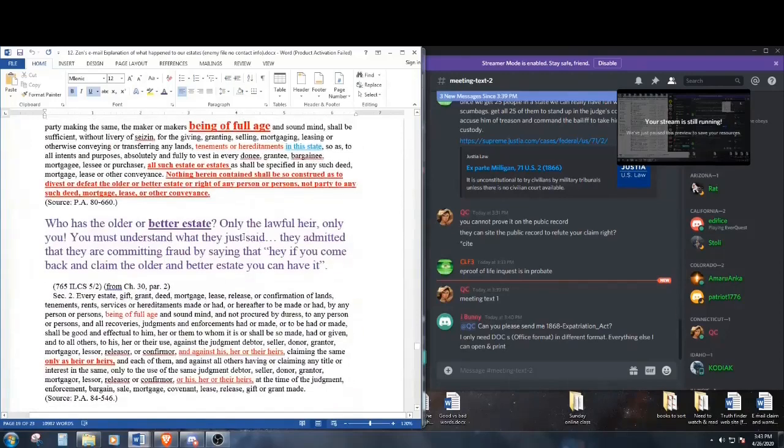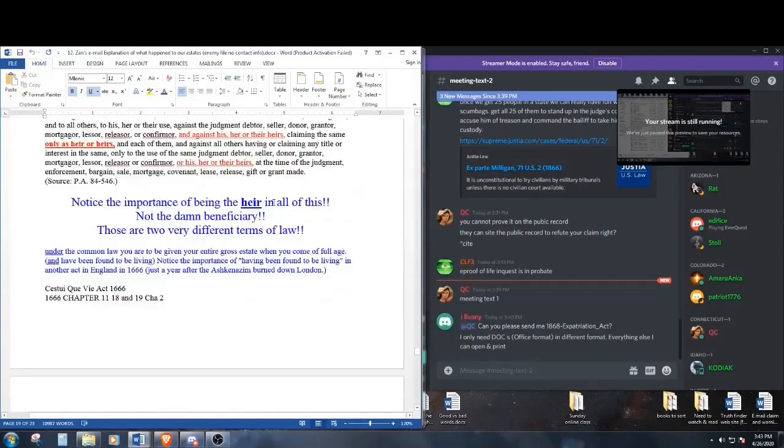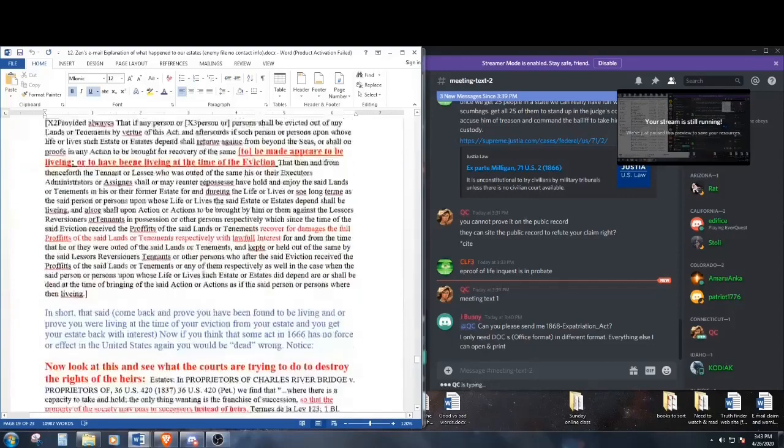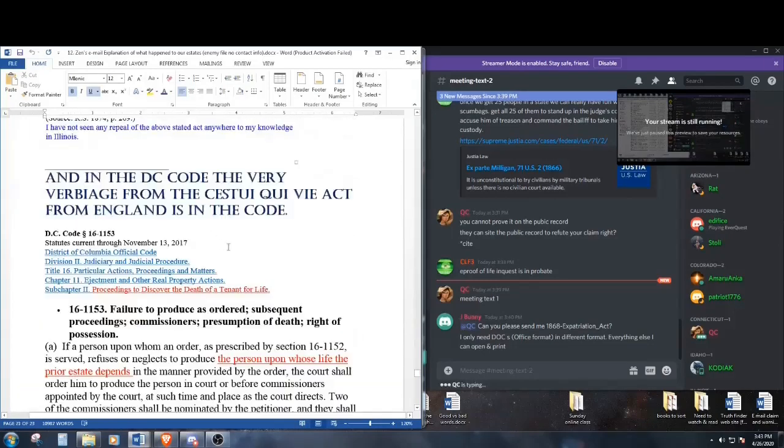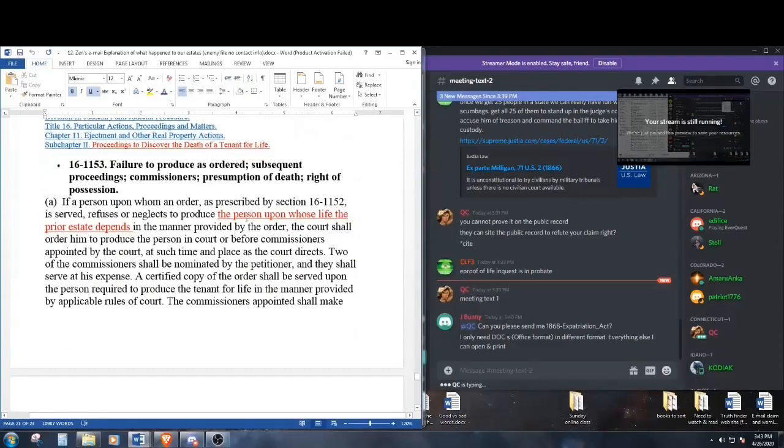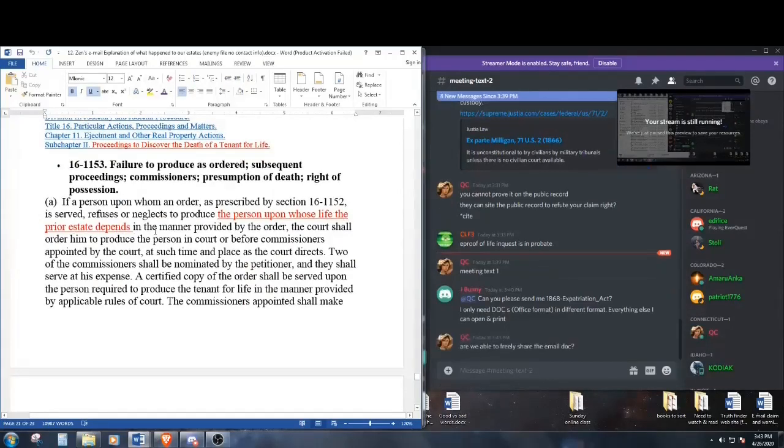So like I said, this is basically a synopsis of what I've been covering all day. But if you want to give a primer to someone as to everything of what's been going on, just give them this doc. Let them read all this. Let them go through everything, and then they'll get the point of it. Importance of being the heir, not the beneficiary. We covered that. Certificate of Act, covered that. The verbiage of the Certificate of is in the DC Code upon the persons whose life or prior state depends.